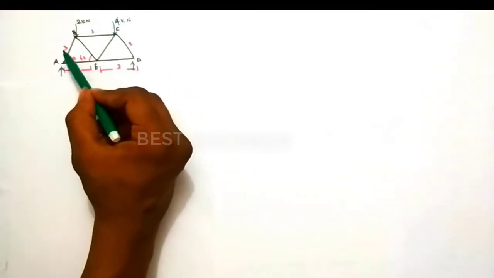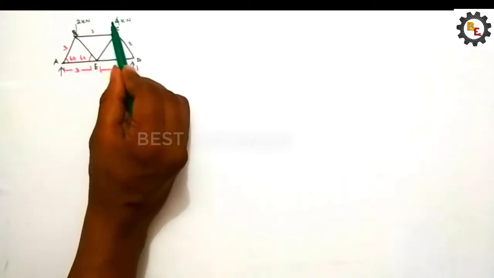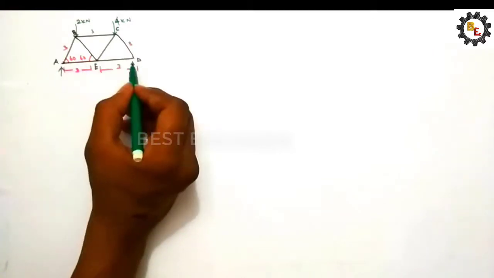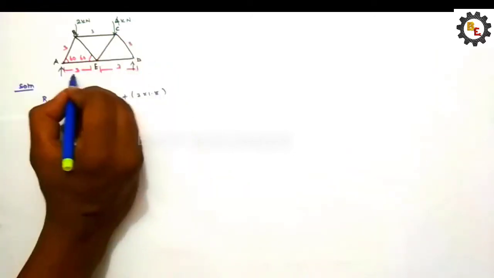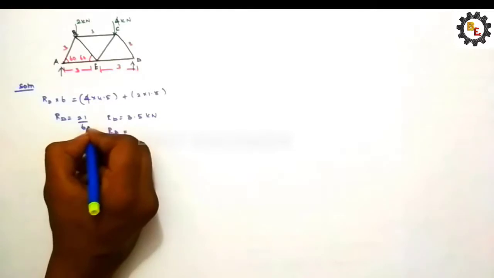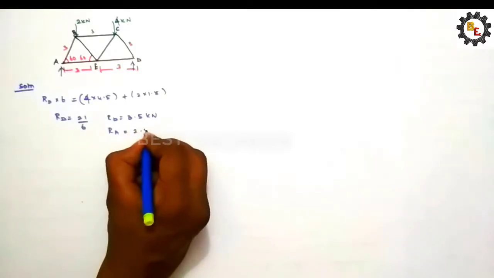There is a truss structure, each member having 3 meter length and inclined at 60 degrees. There are two loads acting: one at joint B, 2 kN, and one at joint C, 4 kN, and reactions are created at A and D because these two ends are supported. Taking the moment, 4 into 4.5 plus 2 into 1.5, we get RD equal 21/6. So RD will become 3.5 and RA will become 2.5 kilonewton. Here RA is 2.5, RD is 3.5.